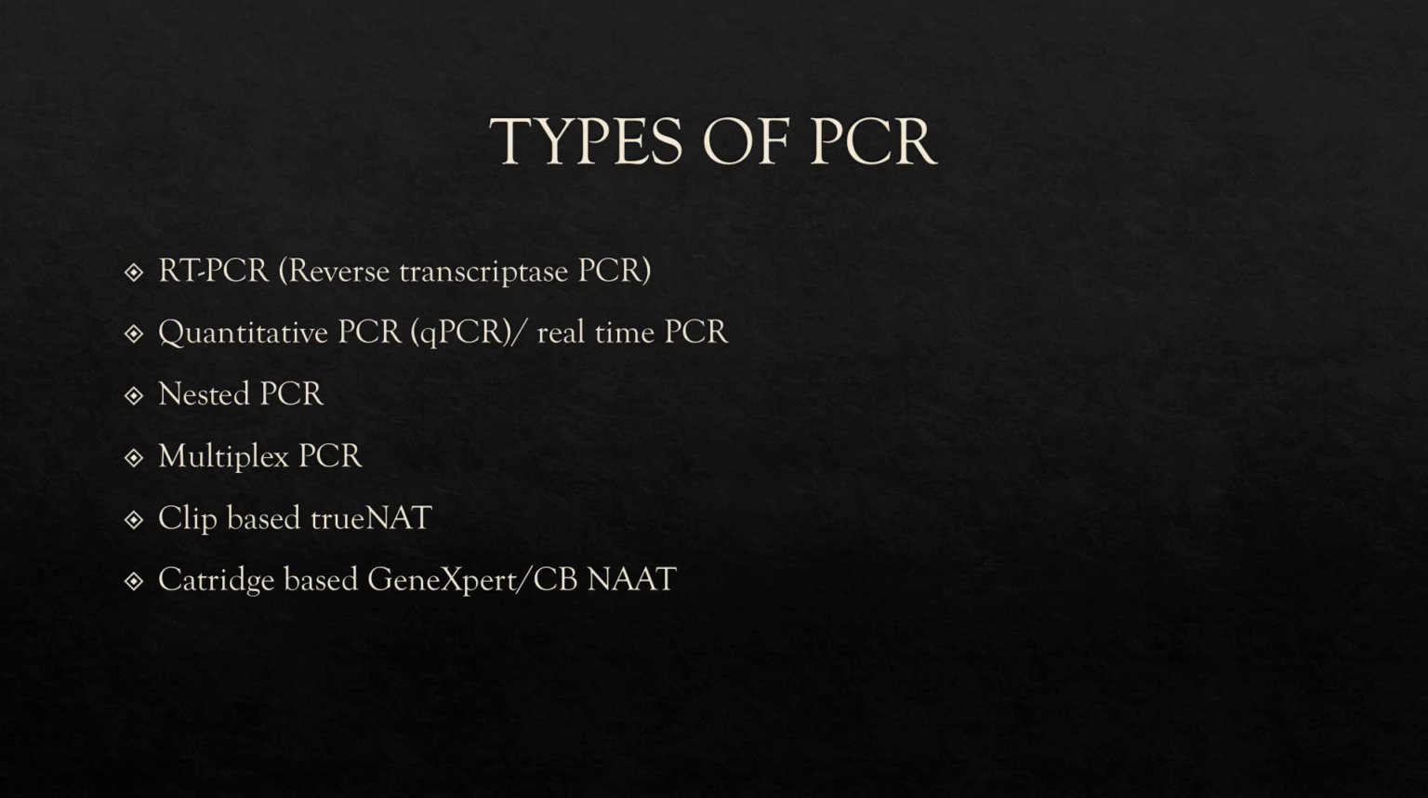So what are the types of PCR? Initially there were 4 types of PCR, and two have been added recently. So what are they? RT-PCR, quantitative PCR, nested PCR, multiplex PCR, chip-based TrueNAT, and cartridge-based NAAT or Gene Xpert. Now we will learn briefly about all of these types of PCR.